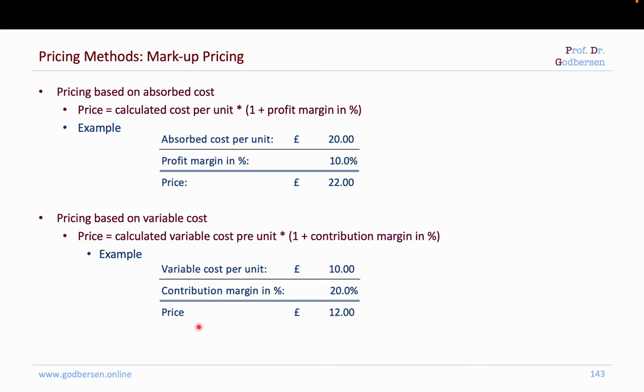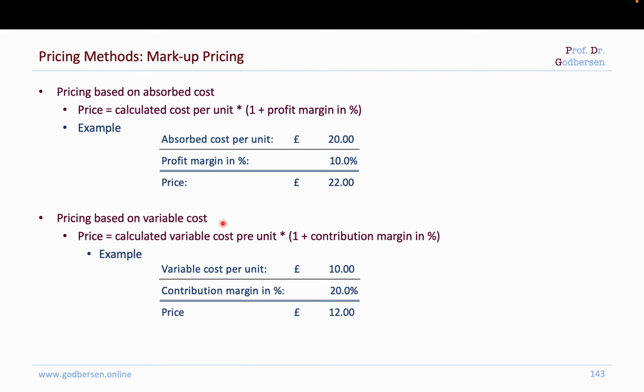We have two approaches: to work with absorbed cost, and to base your calculation on variable cost. With absorbed cost, you calculate the absorbed cost per unit, so everything in variable cost and fixed cost, and then you just add up a profit margin. That will be 1 plus profit margin in percent. Let me give you the example. Let's assume our absorbed cost per unit are £20. We want to have a margin of 10%, then our price will be £22, as 10% of 20 is 2.